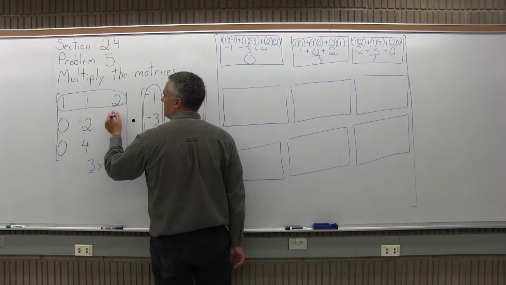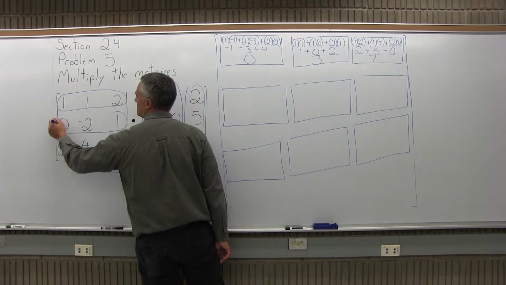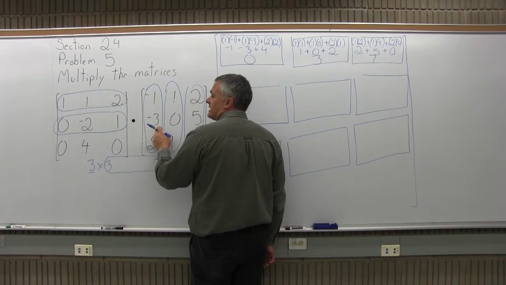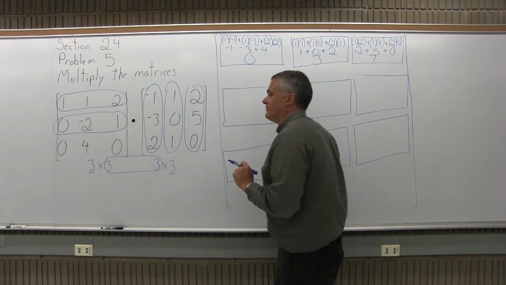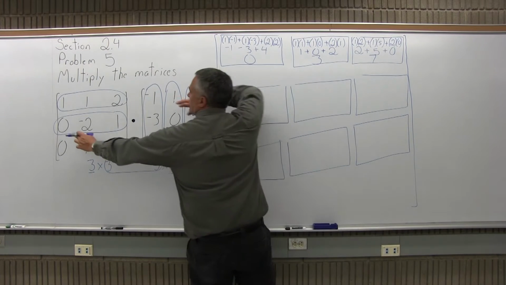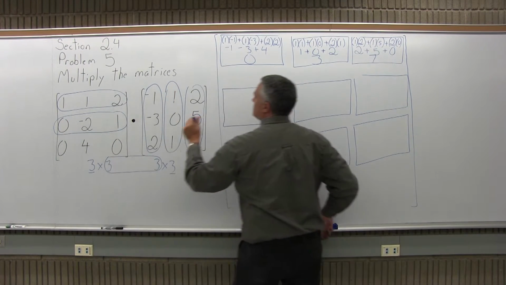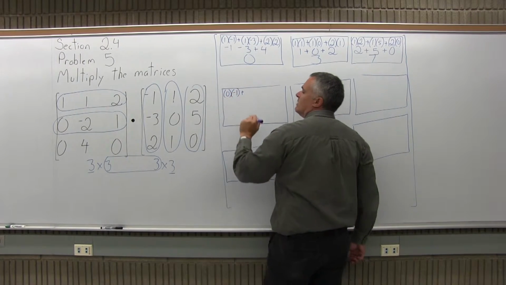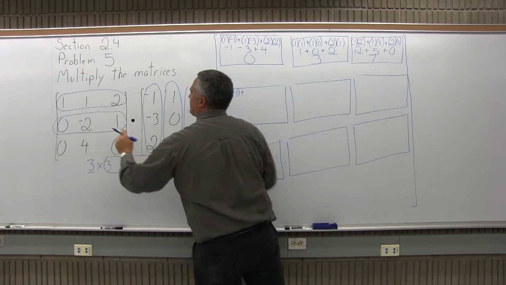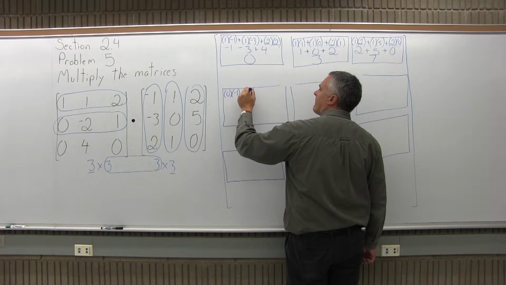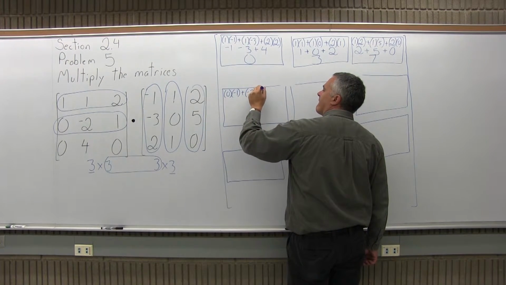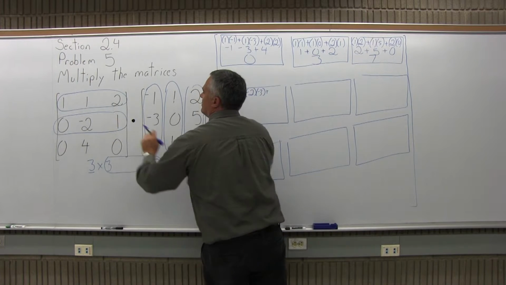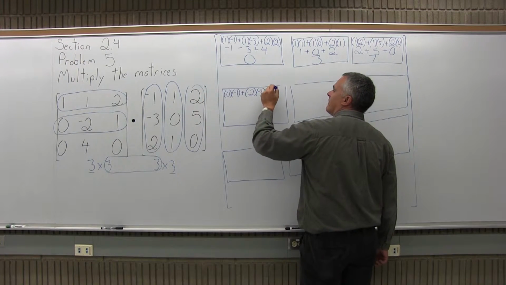So to start that off, I'll multiply the middle row of the first matrix, 0, negative 2, 1, times the first column of the second matrix, negative 1, negative 3, 2. So first times first will be 0 times negative 1, plus second times second will be negative 2 times negative 3, and then plus last times last will be 1 times 2.